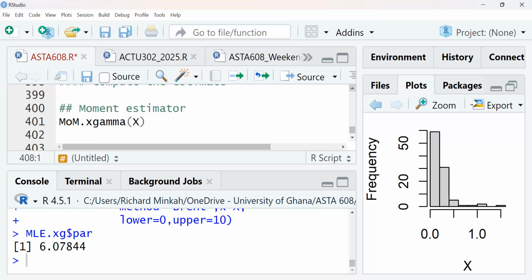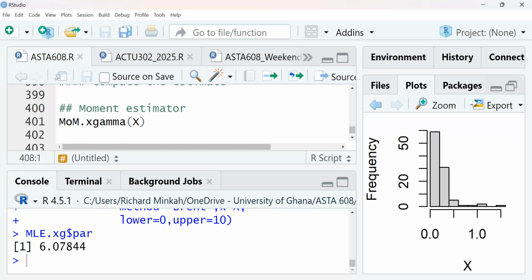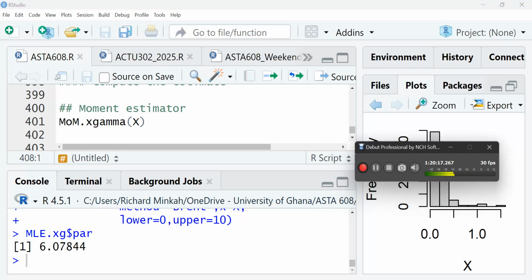Okay. How many weeks do we have now? 3 more weeks. So we've done only 3 weeks. Okay, then we are on course.